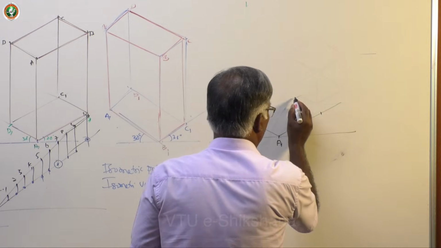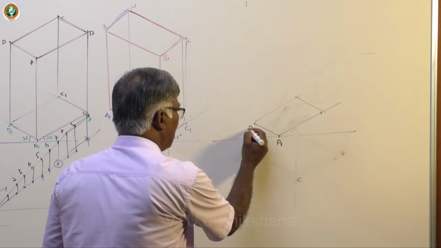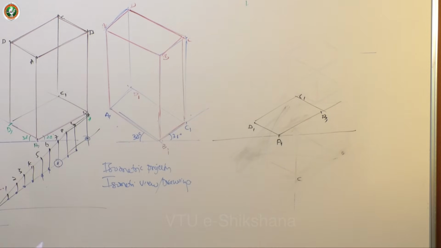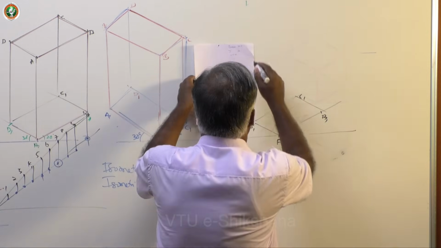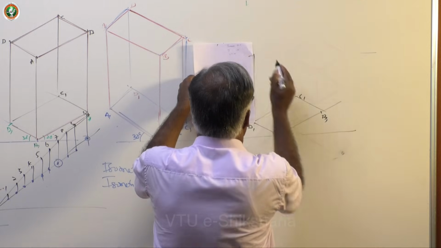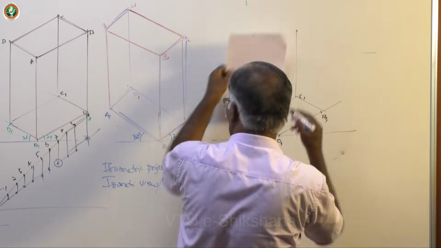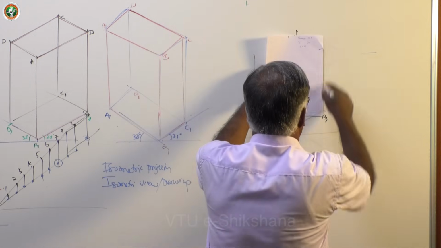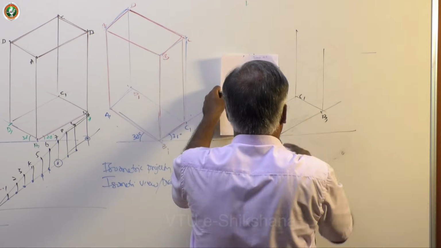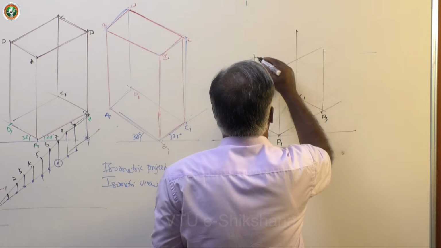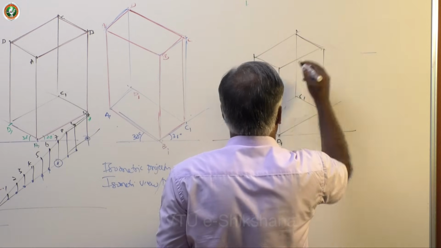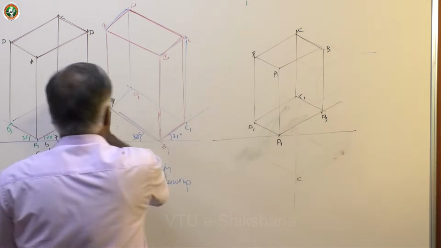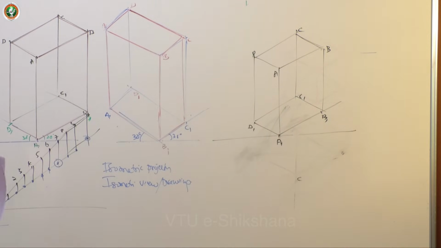Draw parallels. This becomes D1, this is B1, this is C1. That's all. Now, draw verticals. Isometric length you take from this distance, from scale. Yes, draw. Now just observe, here this is A, B, C, D. The size has been reduced to a smaller one.